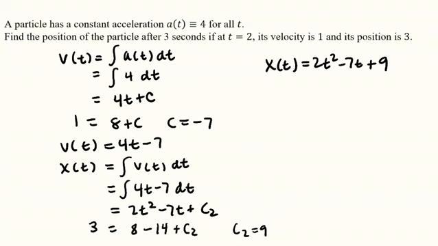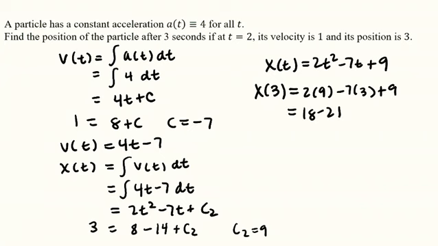Wait, oh, no, I already knew that. Find the position of the particle after 3 seconds. So x of 3 equals 2 times 9 minus 7 times 3 plus 9. So that's 18 minus 21 is negative 3 plus 9 is equal to 6.